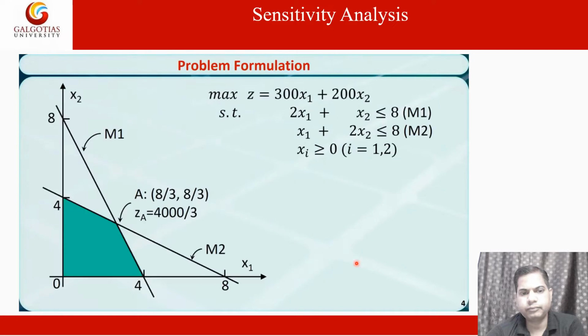This problem has only two variables. We can solve it graphically. This is the constraint of machine 1, and this is the constraint of machine 2. This shaded area is the feasible region. This point A is the optimal solution. The objective function value at this point is 4000 over 3.